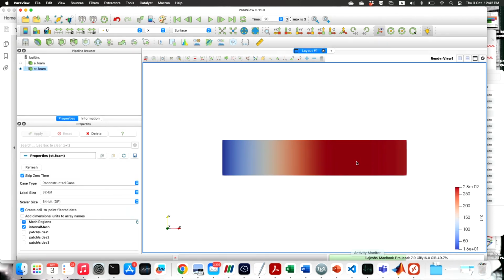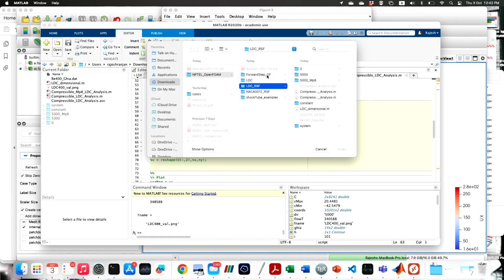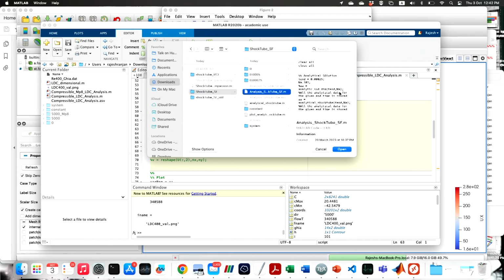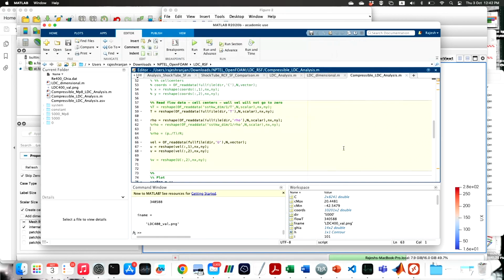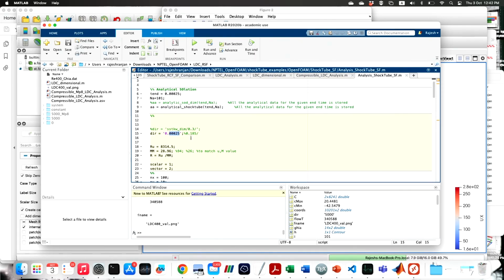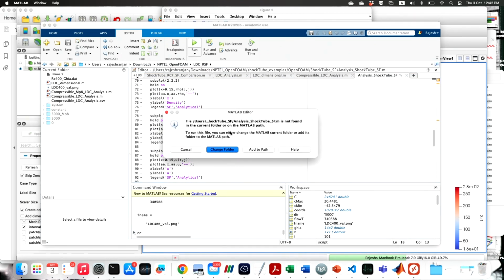So, in order to see the variation, let me do it in MATLAB. Okay. Shock tube examples, OpenFOAM, analysis shock tube. So, I am also going to compare with the analytical solution, okay. And this is the time step 0.0025. At this time I am going to compare the analytical solution as well as the OpenFOAM solution.